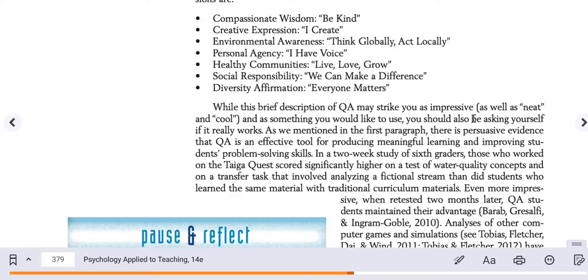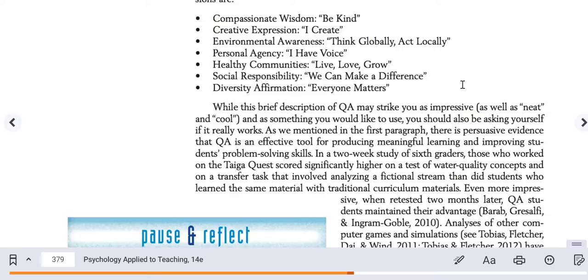While this brief description of QA may strike you as impressive, as well as neat and cool, and something you would like to use, you should also be asking yourself if it really works. As we mentioned in the first paragraph, there is persuasive evidence that QA is an effective tool for producing meaningful learning and improving students' problem-solving skills.